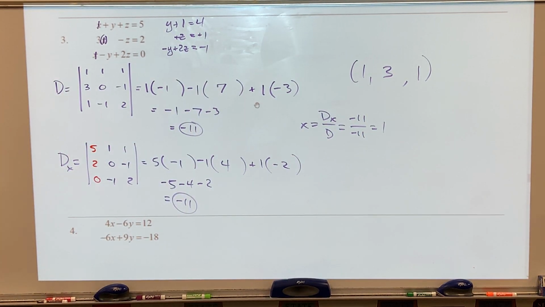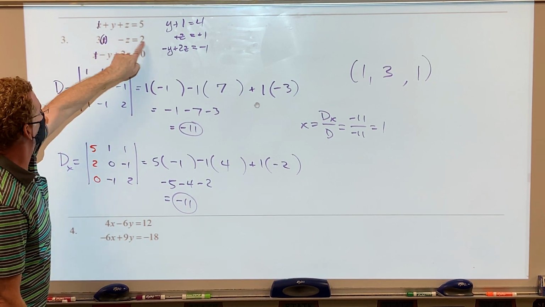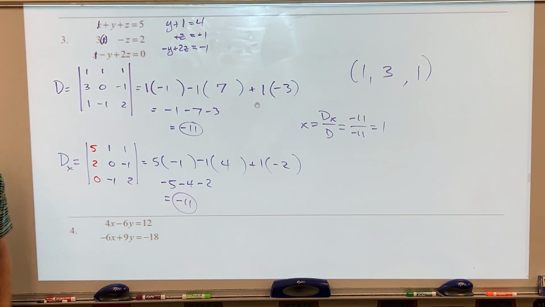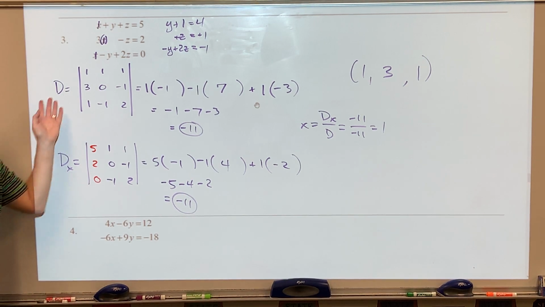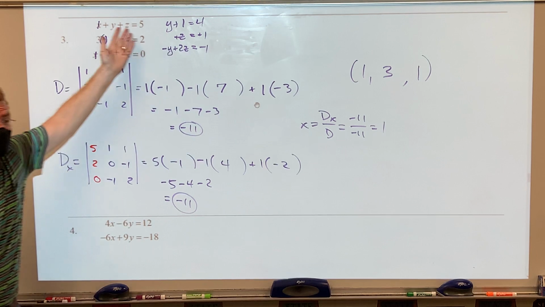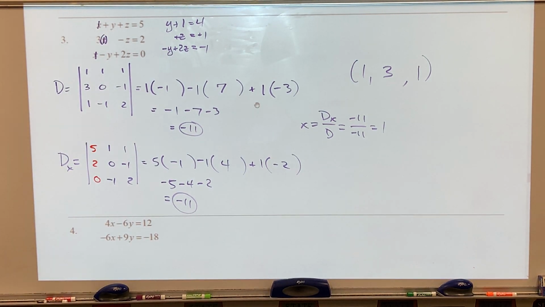Right? And you can go back and check. 1, 3, 1, that's 5. 1, 3, 1, that's 2. 1, 3, 1, that's 0. Good. And I could say to you, but you didn't use Cramer's Rule. You're like, yeah, I did. I used Cramer's Rule to solve this problem, and I didn't have to do two more 3x3s.